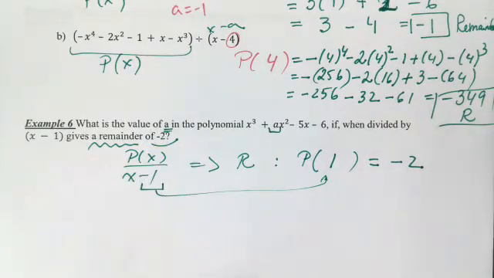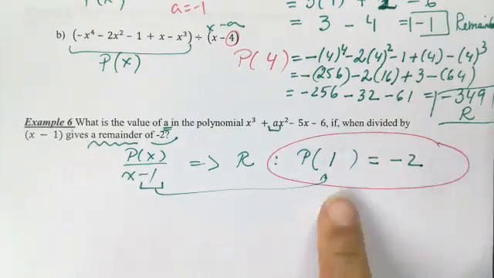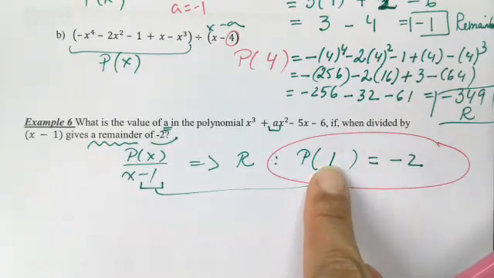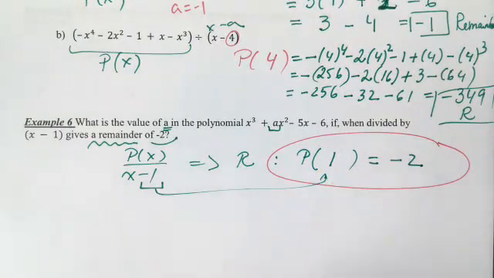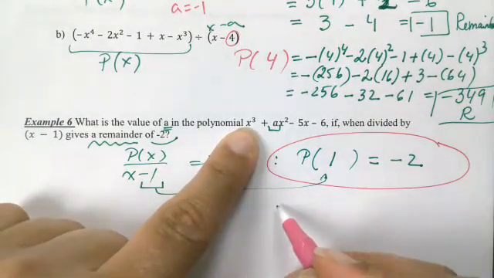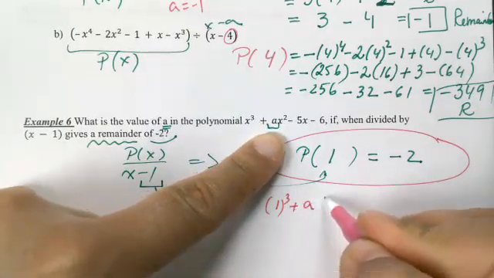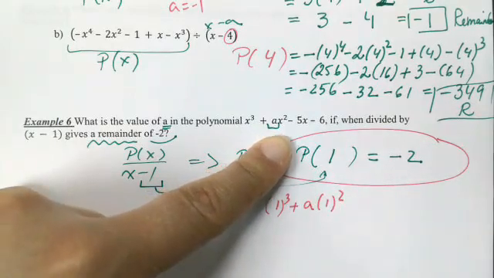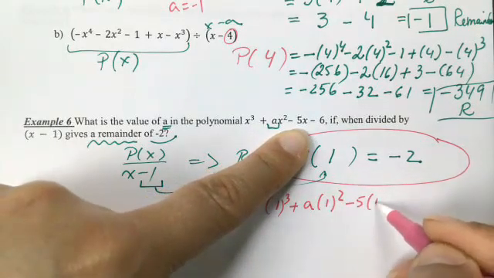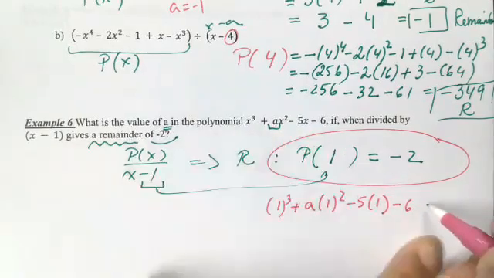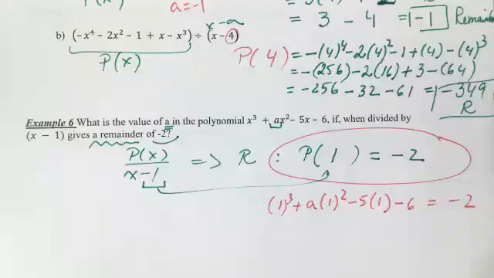So now I'm going to focus on this part. Do I know what p of 1 is? Maybe not directly, but I know what to do, right? I can replace all of the x's with 1 in the original polynomial. And I know that once I do that, that calculated value should give me -2. So here I have 1 cubed. Here I have plus a times 1 squared. Here I have -5 times 1 minus 6, and I know it has to give me -2.